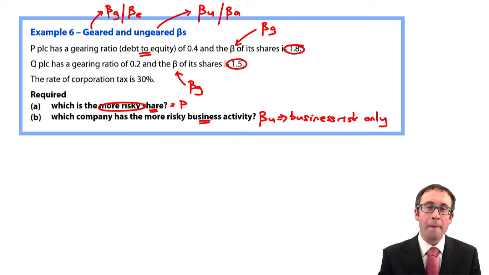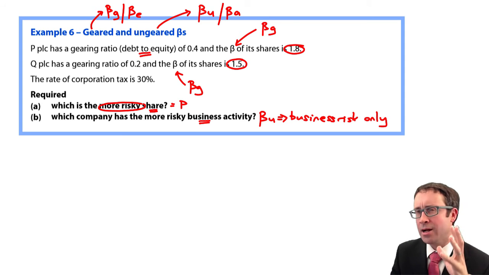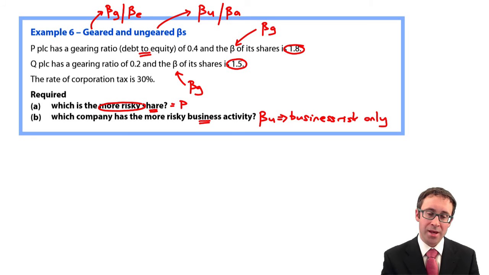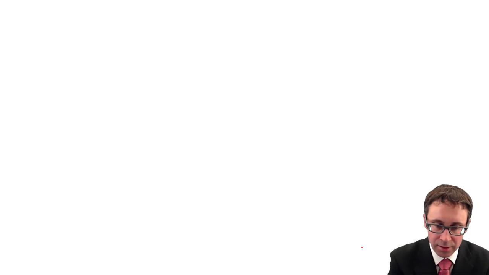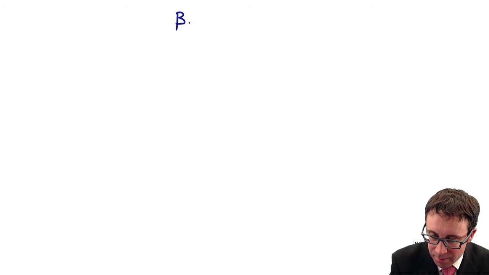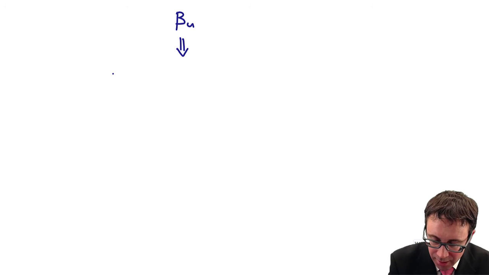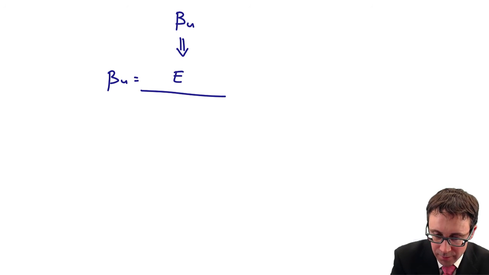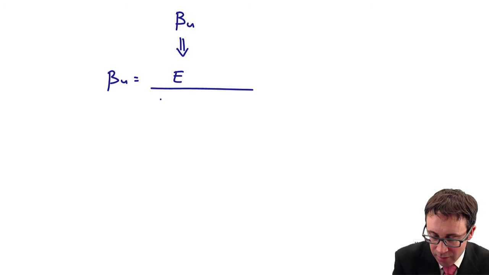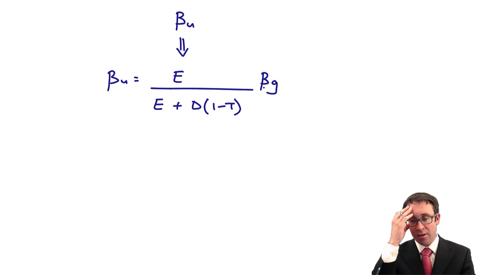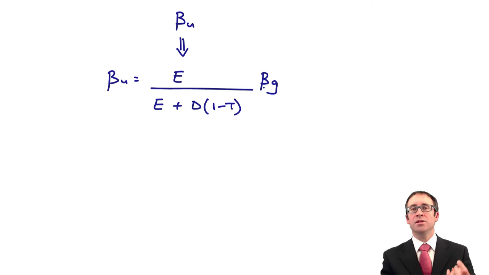Okay, so what part B effectively is saying is, you need to calculate beta asset, so the ungeared beta, for P and for Q. So we're going to have to work out beta U, the ungeared beta. Remember, we've got the formula there: the ungeared beta is the value of equity divided by the value of equity plus the debt multiplied by 1 less the tax shield, multiplied by beta G. Whereby beta G is beta equity and beta U is beta assets.